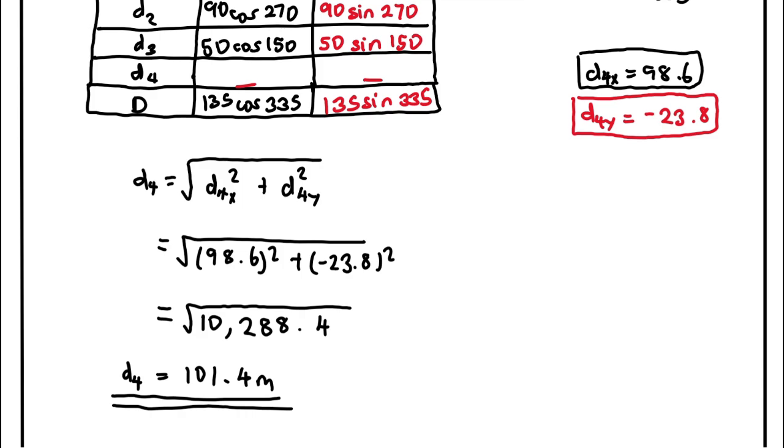However, we still have to find the direction. So tan theta is equal to ry over rx. Ry is negative 23.8. However, we'll ignore the negative in this case, and you'll see why in just a minute. So this will be 23.8 over 98.6.